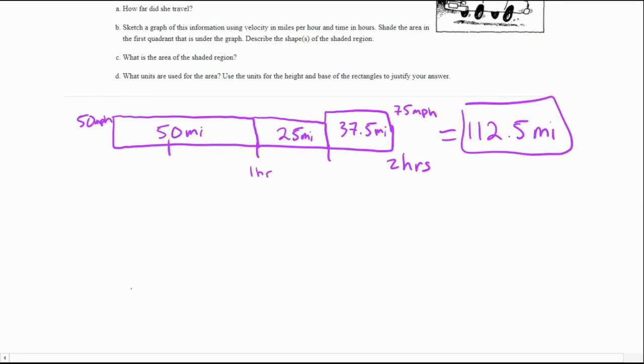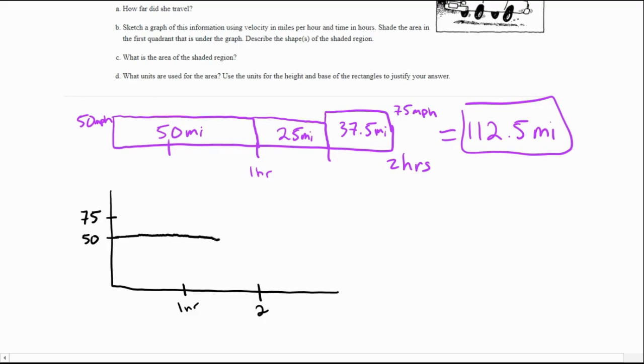So really, we're going to go ahead and say, okay, this is 50 miles per hour here, and this is 75, 1 hour and 2, just to make this a little bit prettier. 1 hour and 2. And so we went 50 miles per hour for the first hour and a half, and then 75 miles per hour for the last half hour. So it says, shade the area in this here.